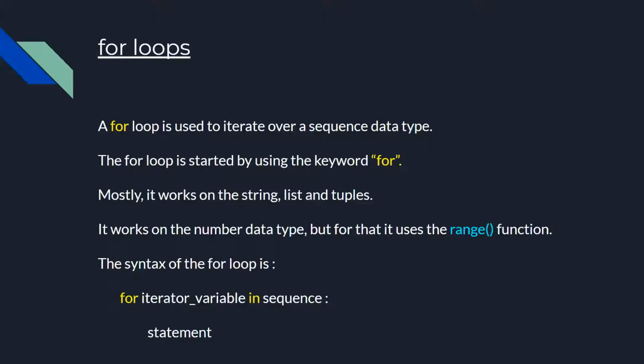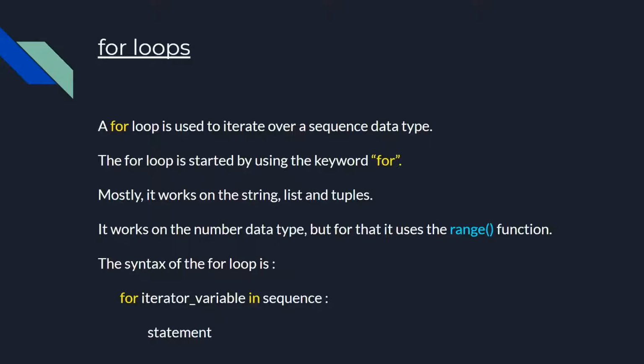The for loop is started by using the keyword for. Mostly it works on strings, lists, and tuples, and also dictionary data types. It also works on number data types, but for that it uses the range function. So guys, what is the range function? Suppose you have to specify that your program has to run from 1 to 10. Then we use the range function, which specifies the range between 1 to 10. If you do not specify the range for the numeric data type, then the for loop goes into an infinite loop. To prevent that from happening, we have to stop that loop, and we use the range function.